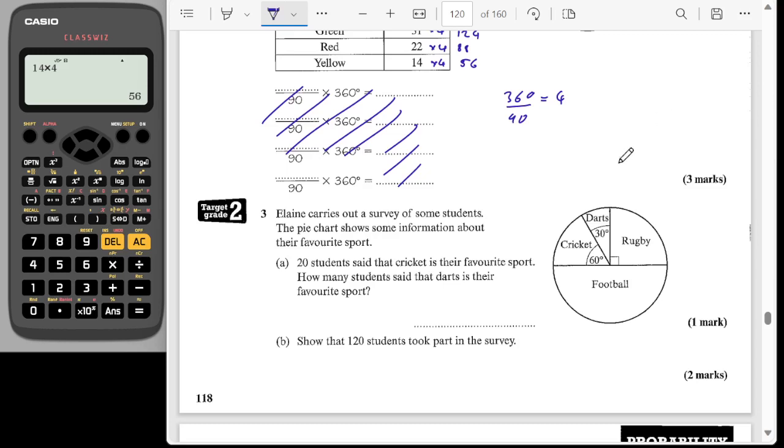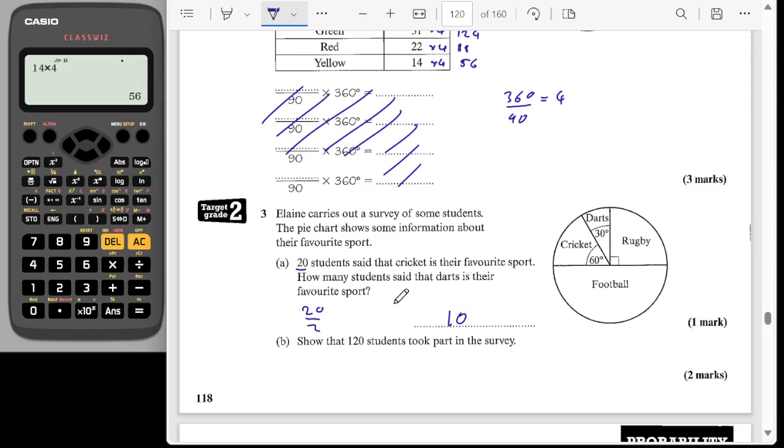Okay, and Elaine carries out a survey of some students. The pie chart shows the information about their favourite sports. 20 students said that cricket is their favourite sport. How many students said that darts is their favourite sport? Okay, well, that's quite a nice, straightforward one. I was thinking that might be a bit more complicated, but 60 degrees represents cricket, 30 degrees represents darts, so half the amount. So all we're doing is 20 divided by 2, so that would be 10.